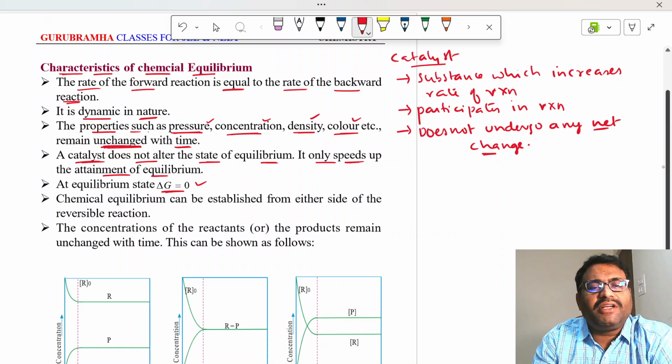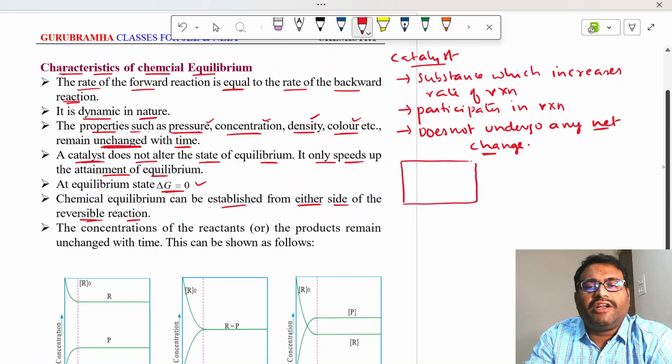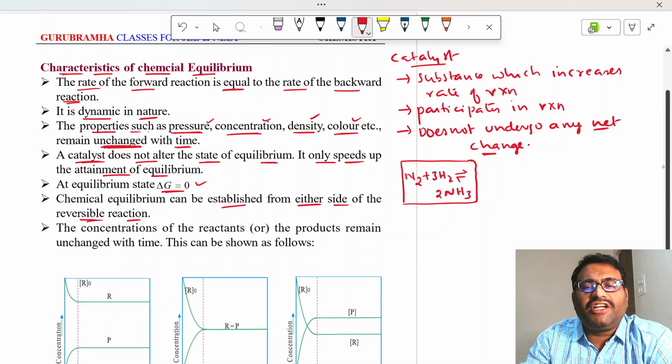Chemical equilibrium can be established from either side of the reversible reaction. For example, let us take in a container, you have taken N2 reacting with H2. Initially, what did we take? N2 and 3H2, giving NH3. So initially, by taking N2 and 3H2, we have obtained chemical equilibrium.